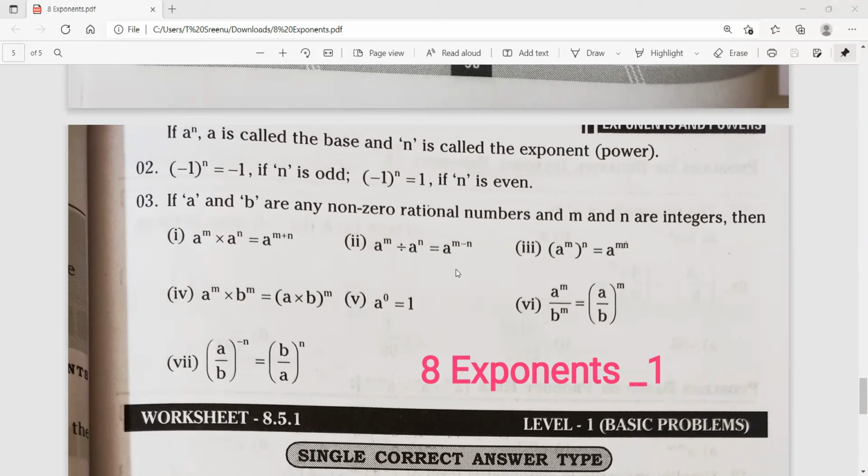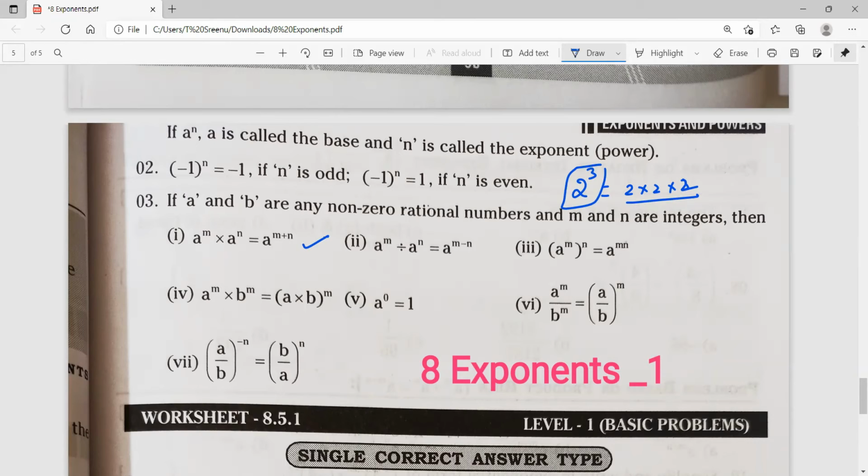Exponent or power is a mathematical representation that indicates the number of times that a number is multiplied by itself. That means, suppose 2 power 3, 2 into 2 into 2. 2 is multiplied 3 times, so we are writing 2 power 3. It's nothing but exponential form. So you know all these formulas: a power m into a power n is a power m plus n, a power m by a power n is a power m minus n.